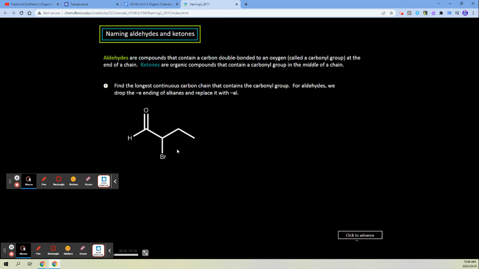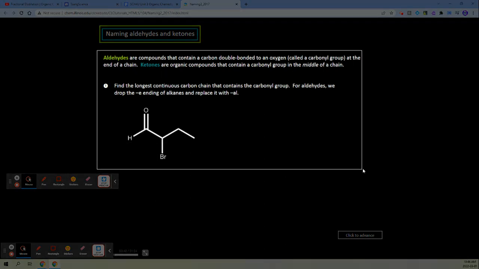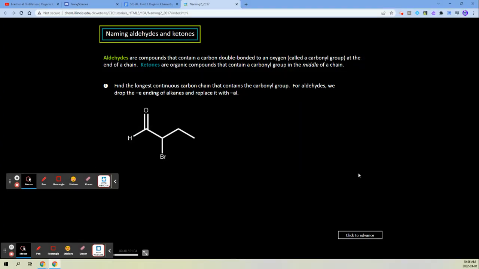Oh, look at this one. This is an aldehyde. Aldehyde has a double bonded O, which we call a carbonyl group.